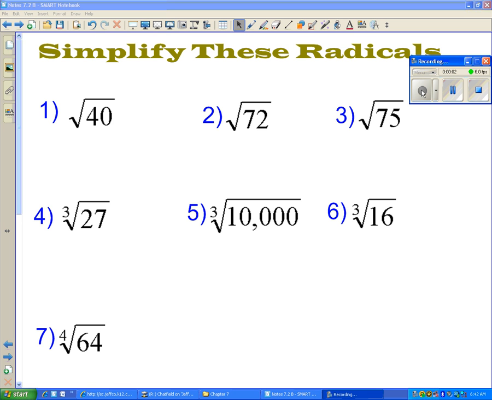So here we go. Day 2 of Chapter 7, Section 2, more radicals, simplifying radicals, doing more things with radicals. So what we've done so far, we've seen a radical, we've seen how it works and what it does. Today we're going to look more into how to simplify this.